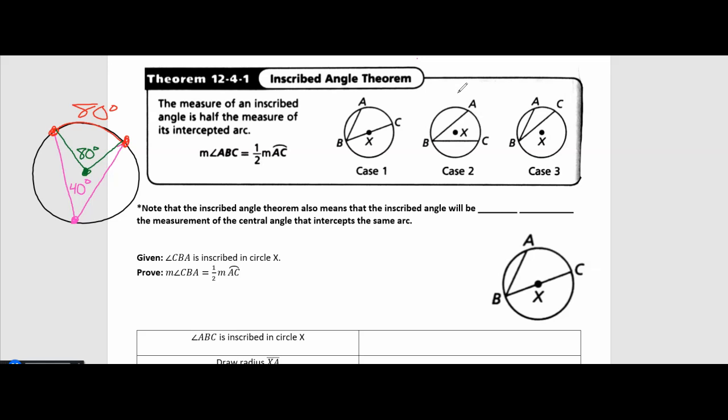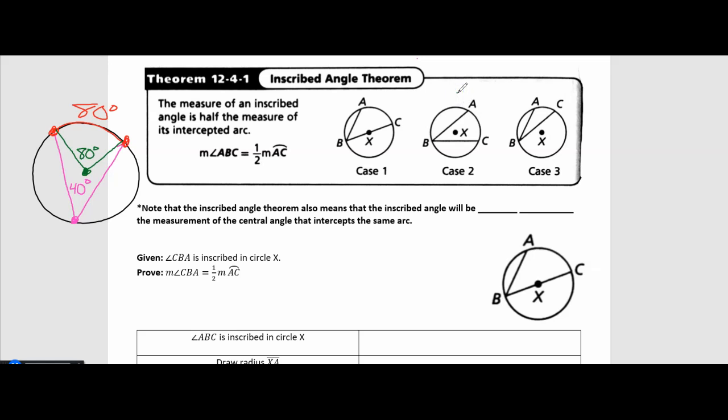We are going to prove one of these cases. For the full proof, you actually have to prove when the center of the circle is on one of the sides of the angle. That would be case A. We can have a case where the center is in between both sides of the angle, and one where it is completely outside.